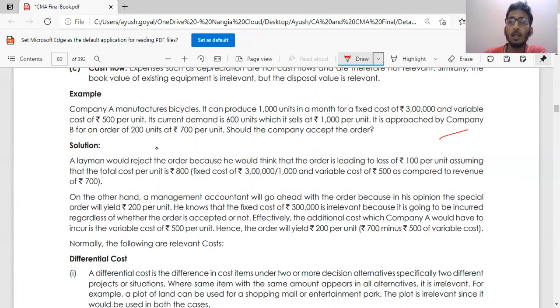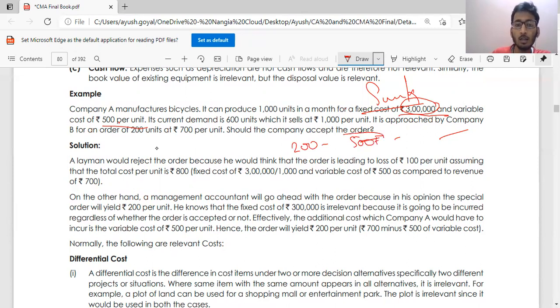I would say definitely the company should accept the order. Why? If you take into consideration this cost as well, you will say the company should not accept. But this cost is irrelevant cost. This is the sunk cost. This would not change whether you accept this order or reject this order. This would be similar. Definitely, the variable cost would change. For the next 200 units, the 500 rupee per unit cost would increase.